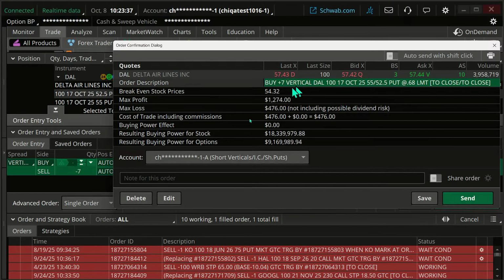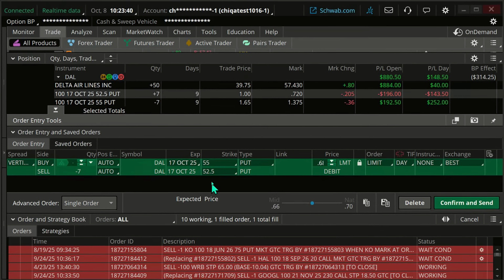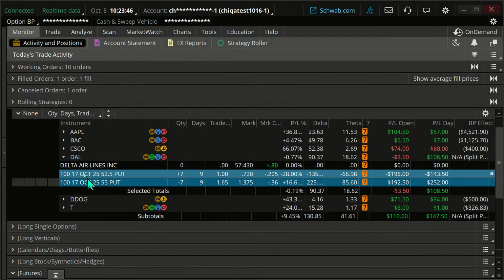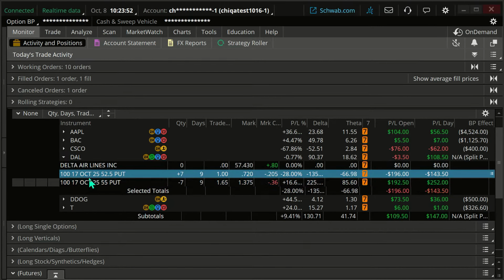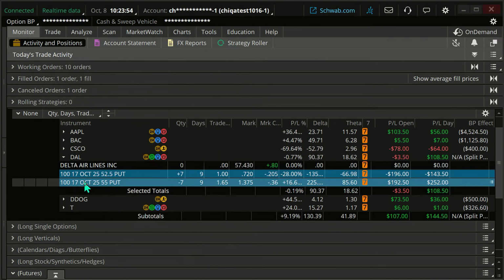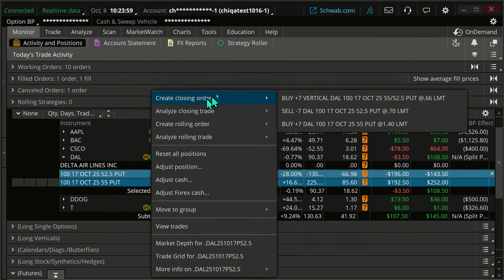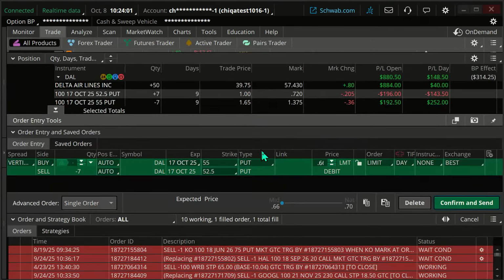I went a little quick there. Let me just show you again. Let me go a little slower because I realized I went really fast on that. I highlighted the contracts. You can hold down your shift key to highlight both of those. You can then right click on it and create a closing order. Okay. And then this is what comes up. Then you can adjust it.